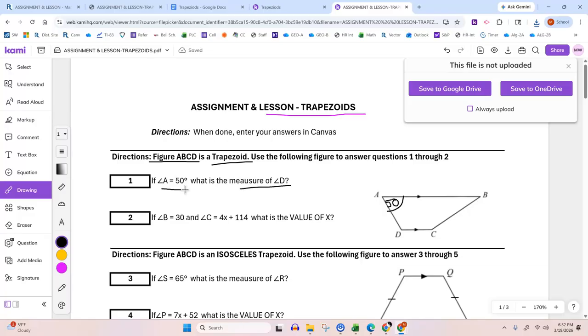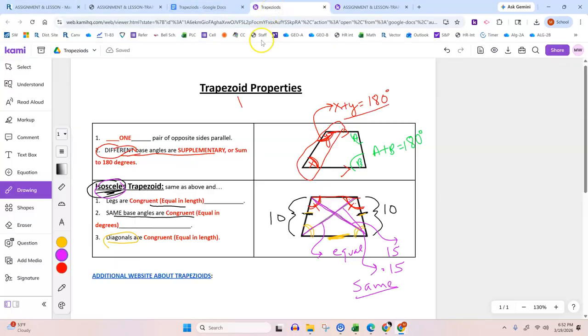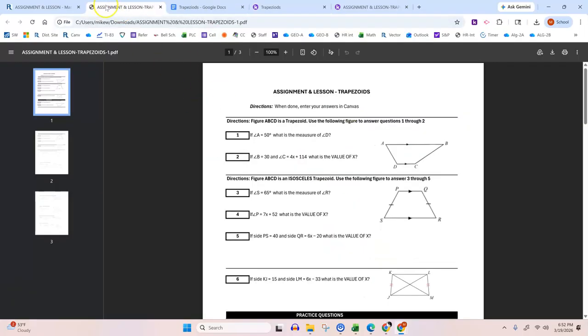Okay, what is the measure of D over here? So that's what we're looking for. That's our X, right? Well, if we remember from our notes, we know that if you've got a trapezoid, any two adjacent angles are supplementary, or they sum up to 180 degrees. So we can use that to answer the question.